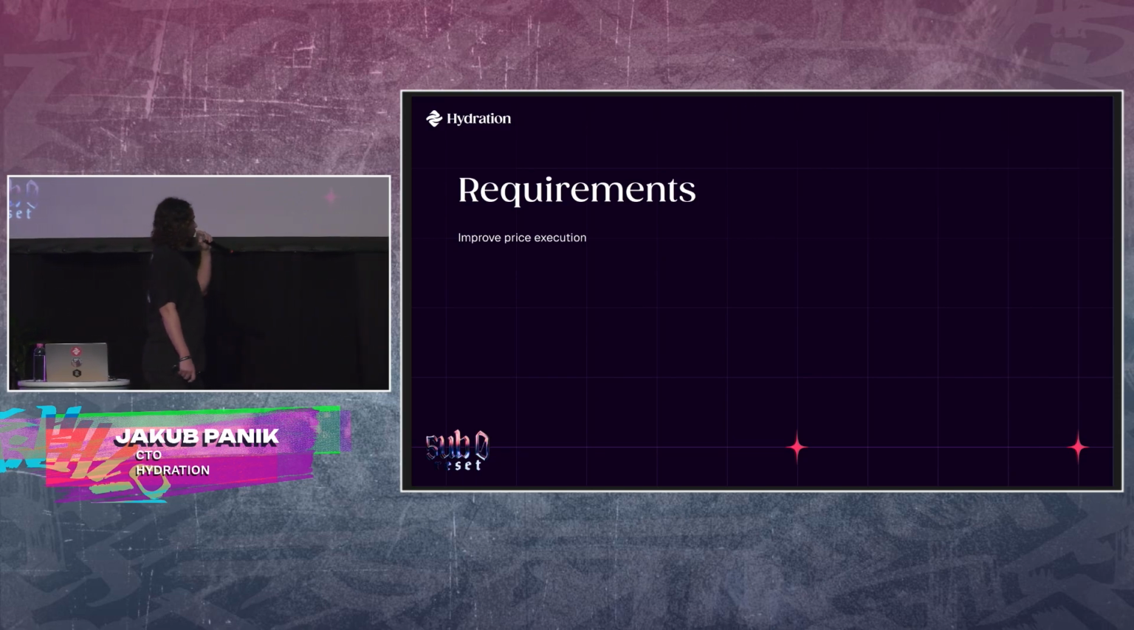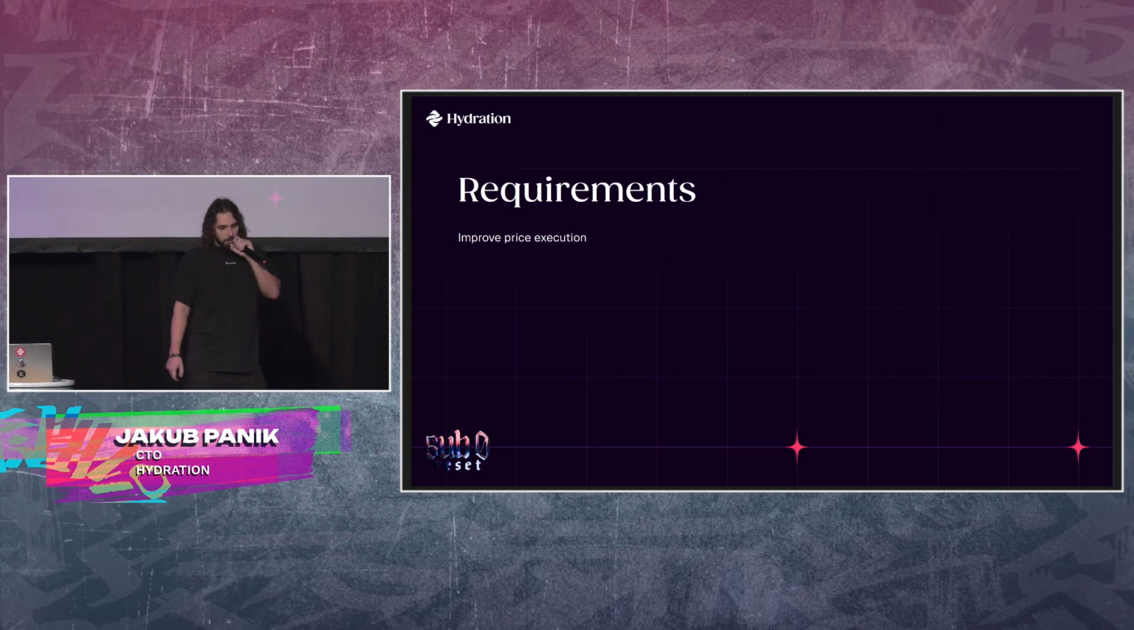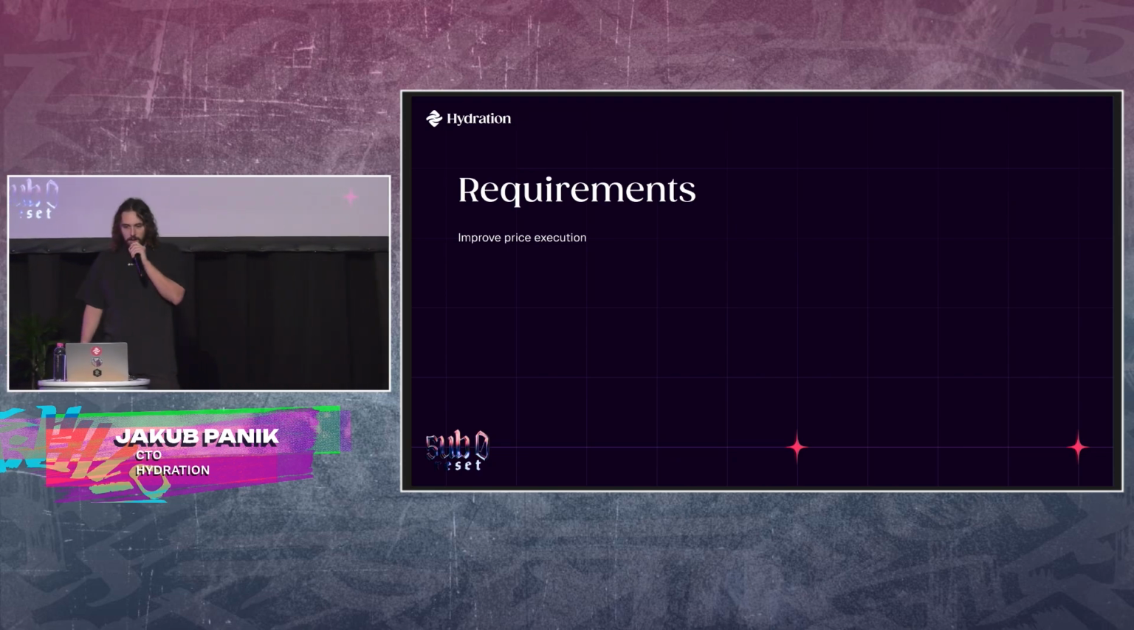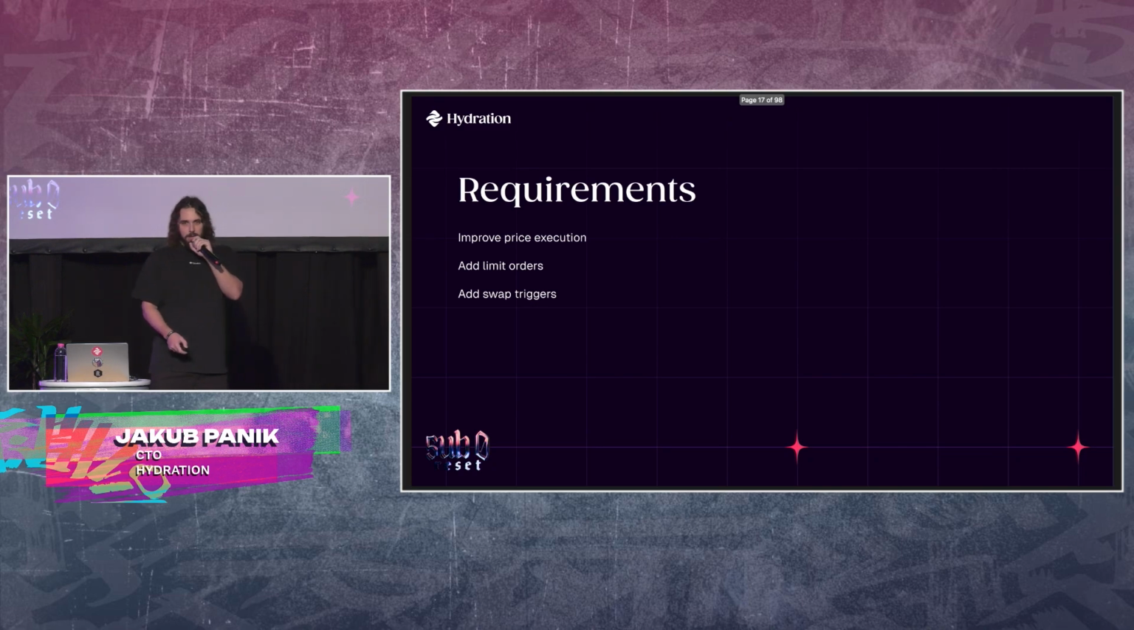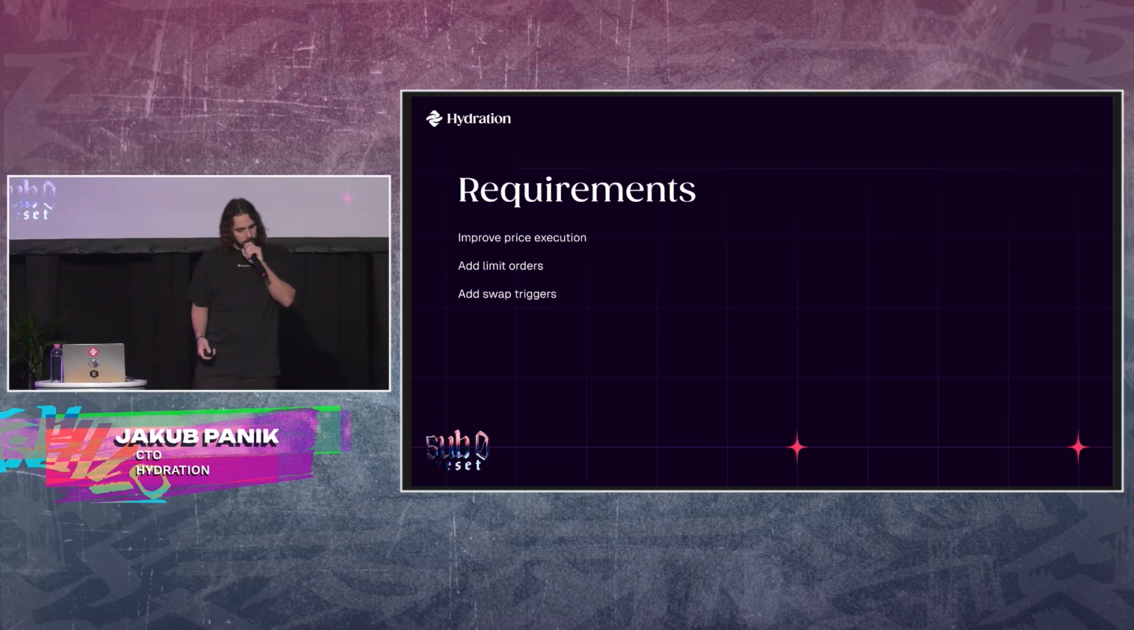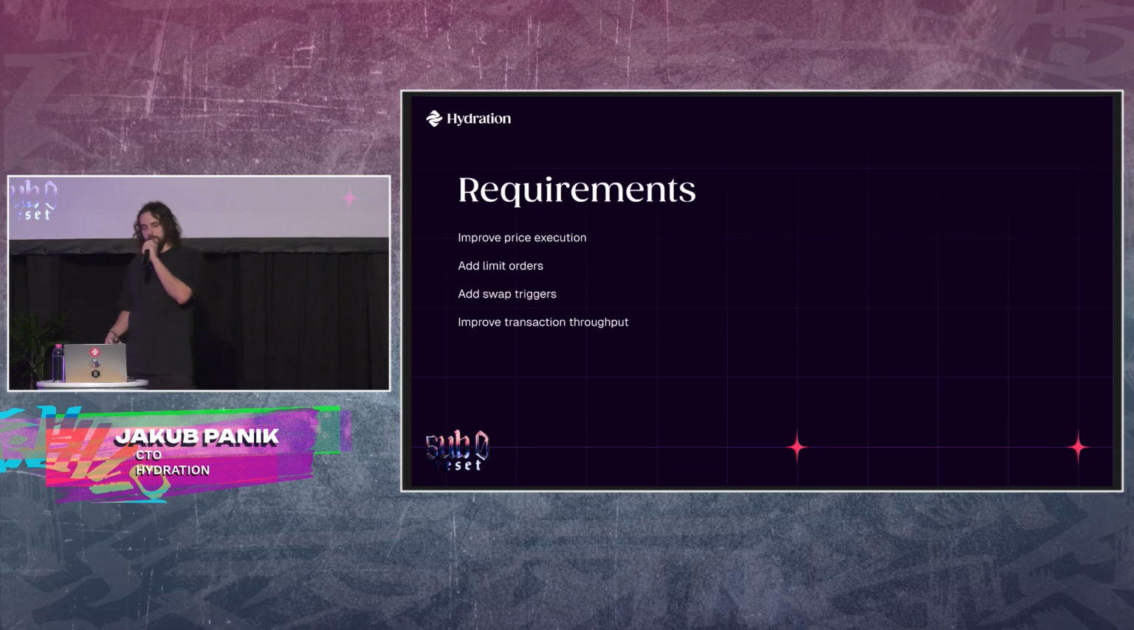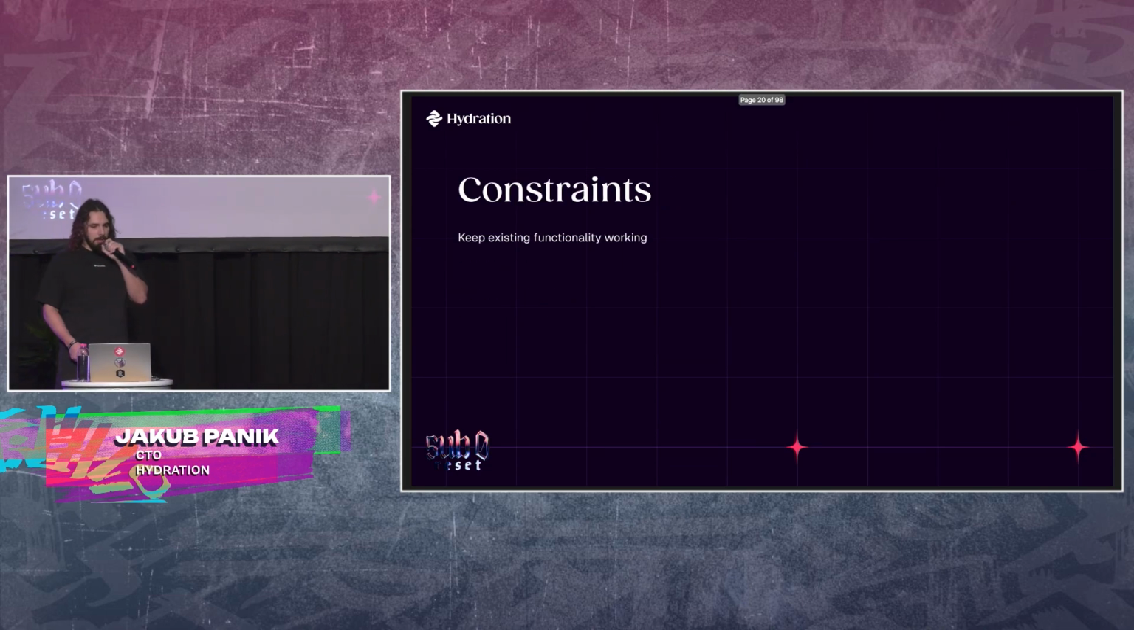So what is the problem? We first need to define some requirements that we have. So our requirements are to improve the price execution, add limit orders to our chain, add swap triggers, which are like post-swap triggers on success or fail. At the same time, we want to improve transaction throughput and add some cross-chain capabilities.